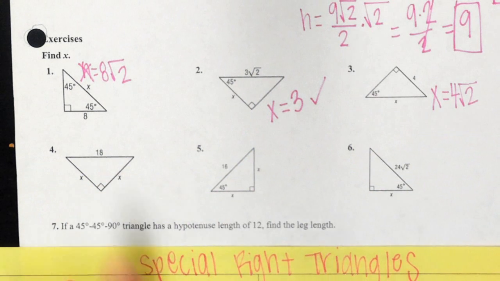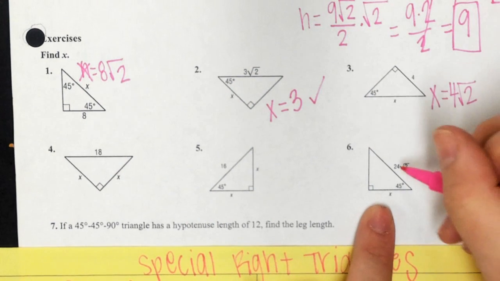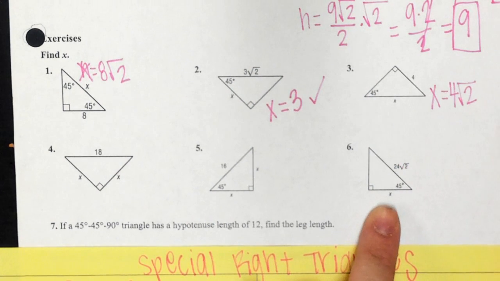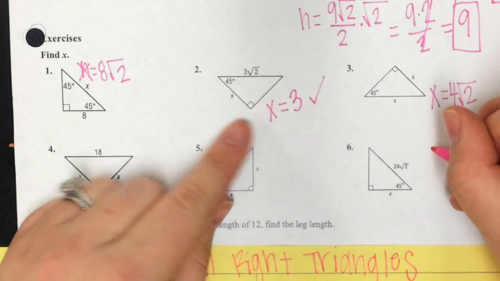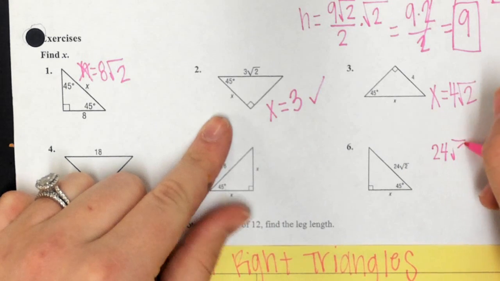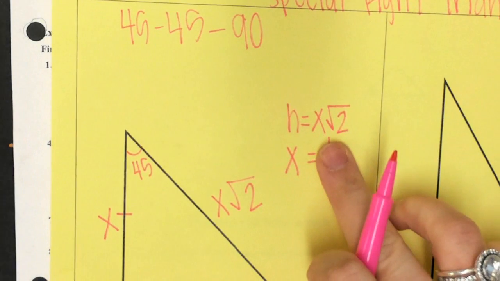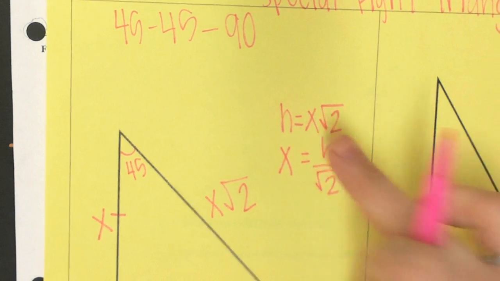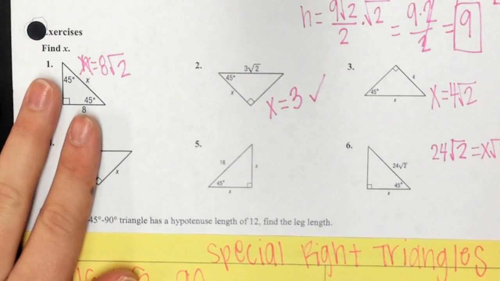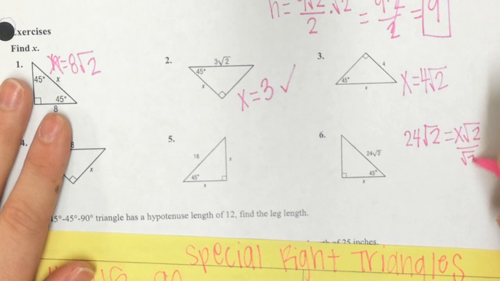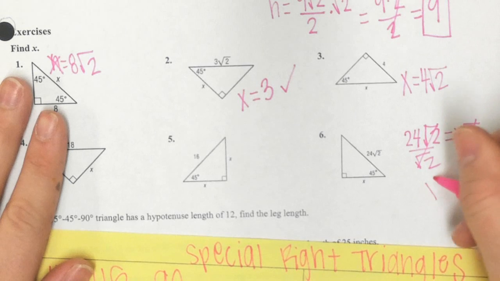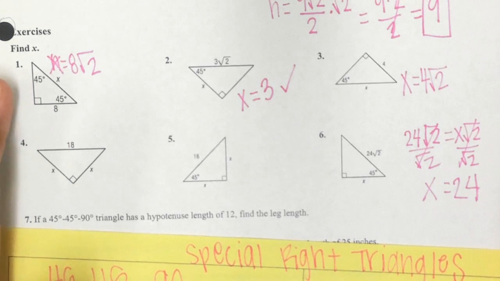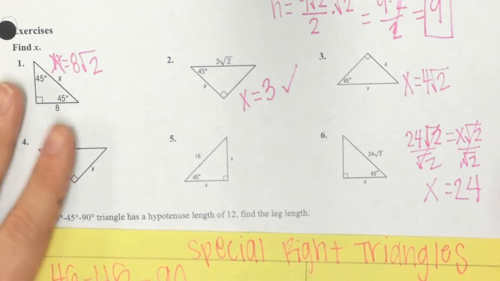But look at, same thing for 6. I know it says 24 square root of 2. And let me show you why. If I know the hypotenuse is 24 square root of 2, hypotenuse is equal to x square root of 2, right? So that is equal to x square root of 2. Well, when I divide everything by square root of 2, what cancels out? Square root of 2, so what's x? Now, you do not have to show me that every time. Okay? I just wanted to show you.